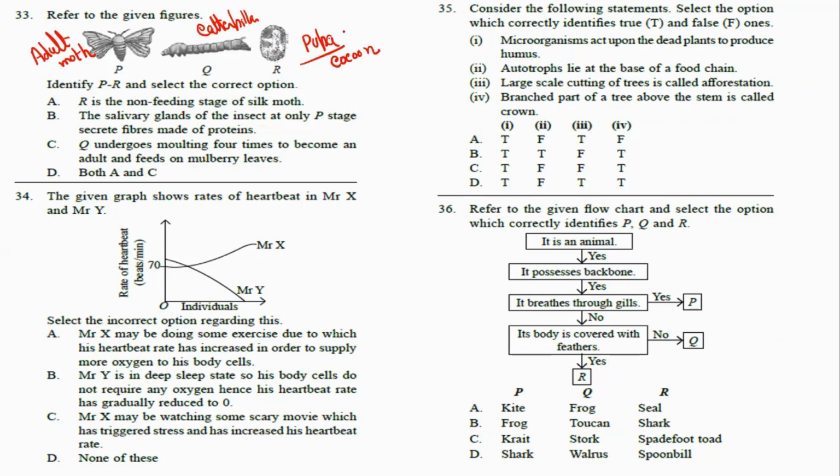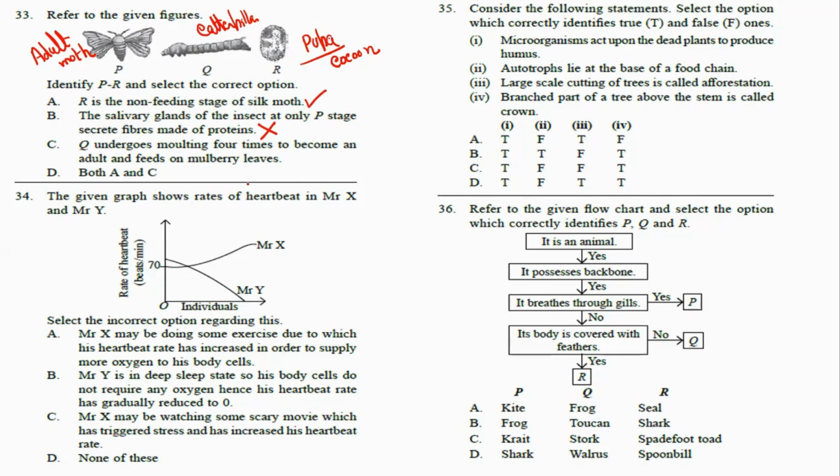So here it is said R is the non-feeding stage of silk moth. This is correct. It is the non-feeding stage. So in the pupa stage, when they have already produced the cocoon, the pupa does not eat anything. The salivary gland of the insect at only P stage secretes fiber from the protein. No, in the P stage, it is already adult. It does not produce any type of fibers made up of protein, right?